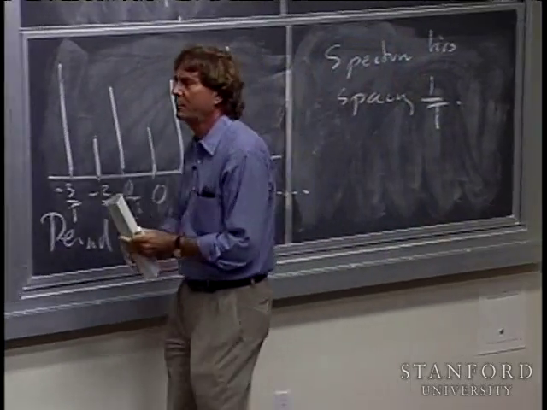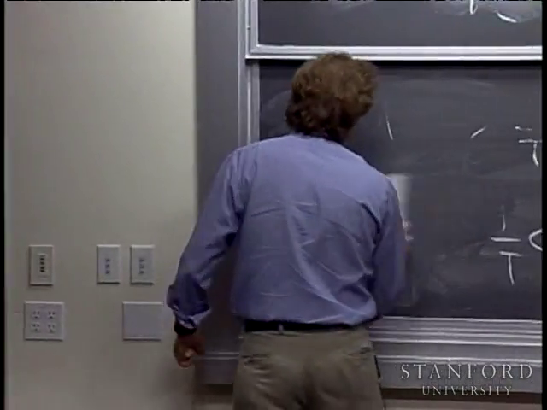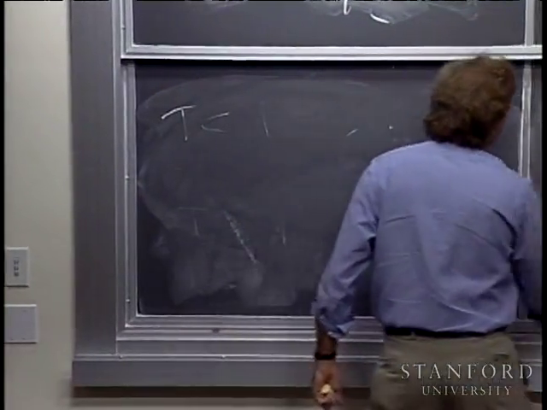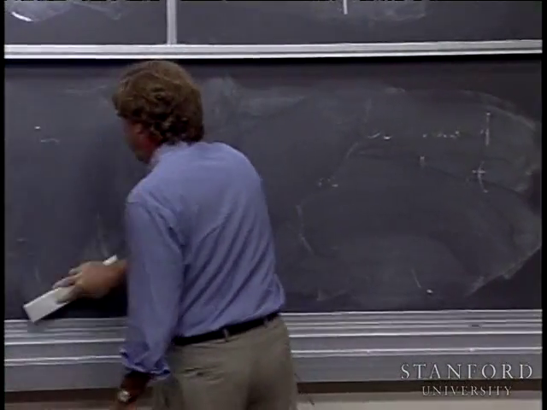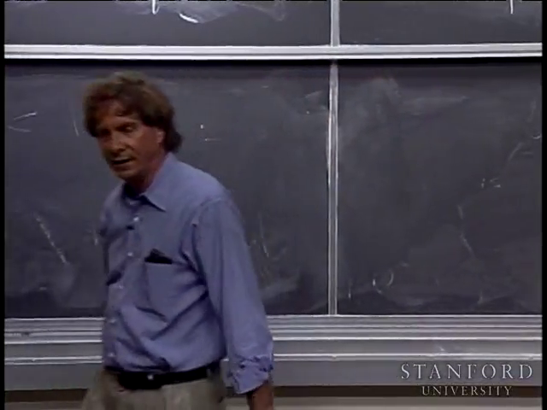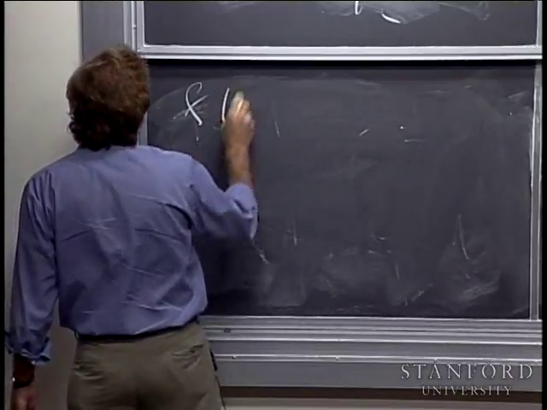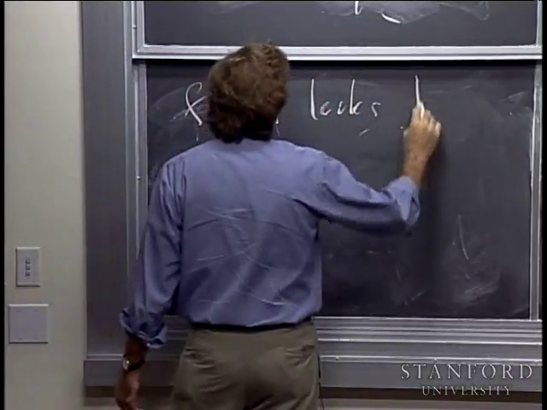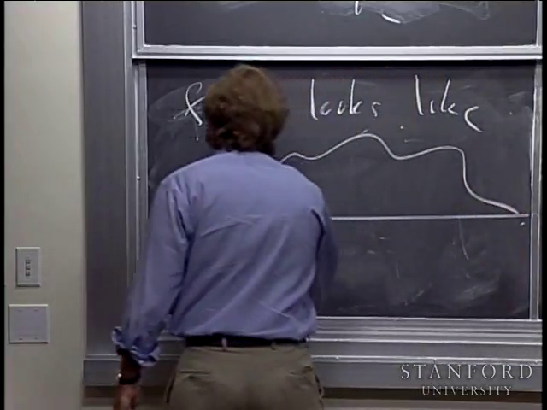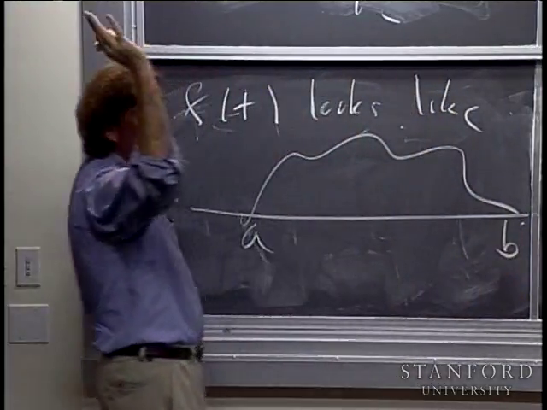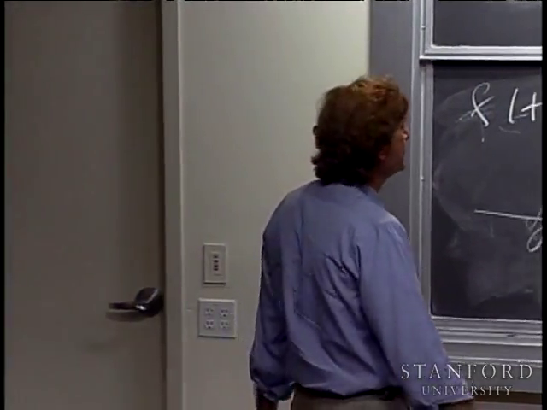And actually, let me leave this picture up on the board and show over here. Let me tell you what the setup is going to be and what I want to do. So imagine I have some function which is not periodic, but suppose it's finite in extent. So suppose f of t looks like this, some function on some interval going from a to b, and it's zero for t less than a and bigger than b. So that's my function.